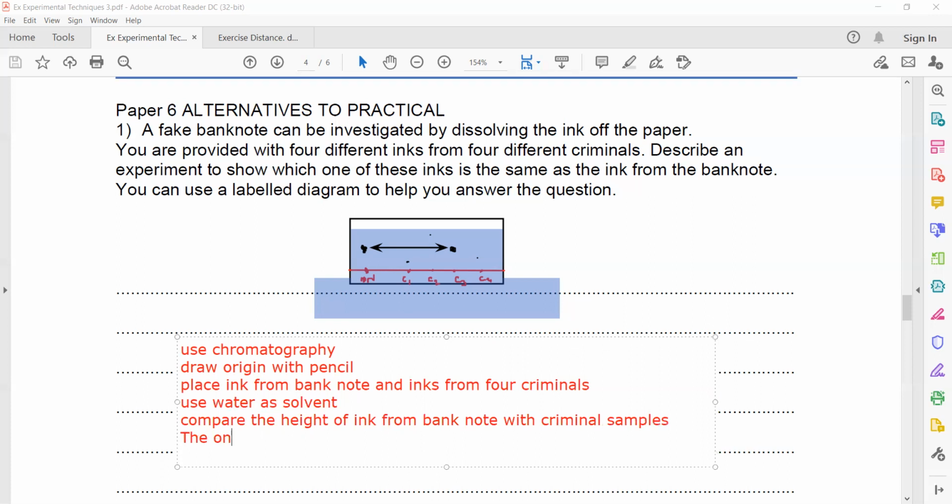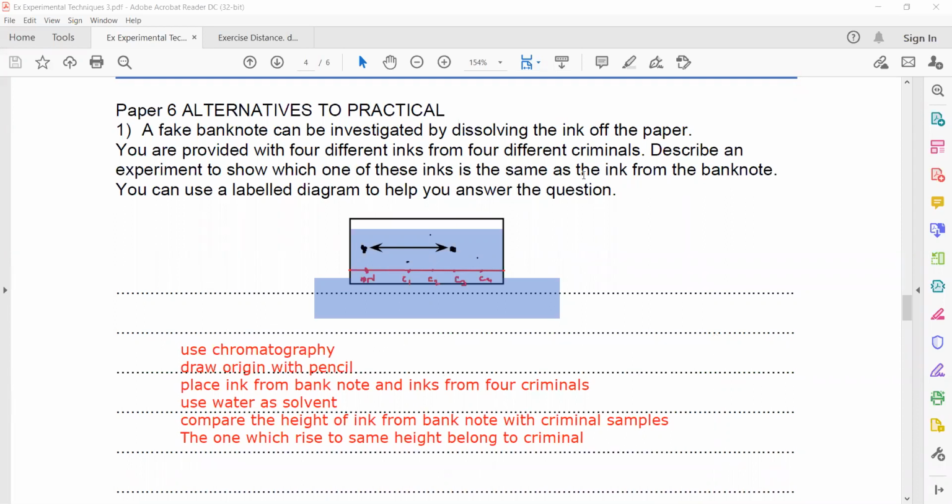The one which rises to the same height belongs to the criminal. So we can check the height, the position, compare, and we can identify which one belongs to that criminal. Is it clear?